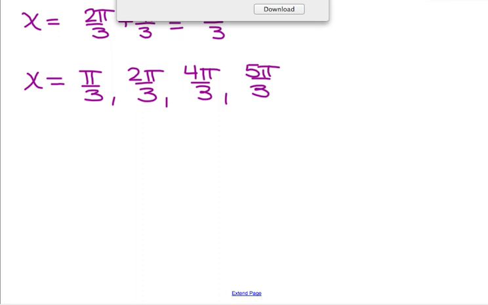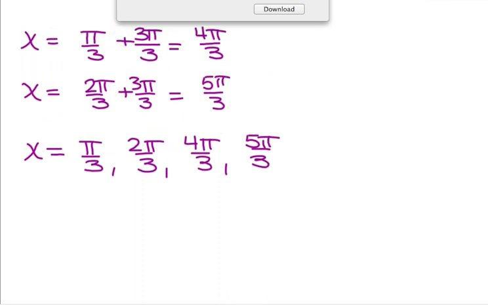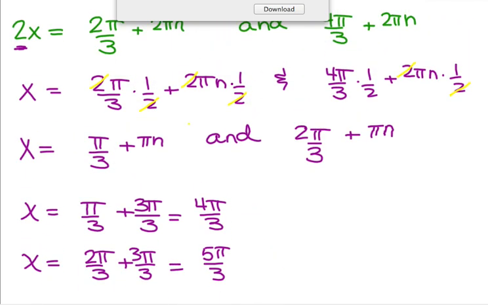Now, I only wanted the solutions from 0 to 2 pi. If we wanted the infinitely many solutions, all the solutions, then we would stop there at that step.